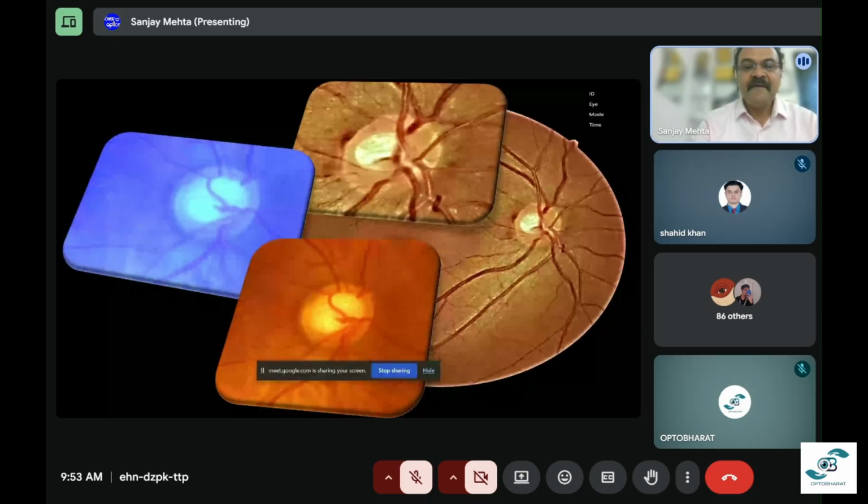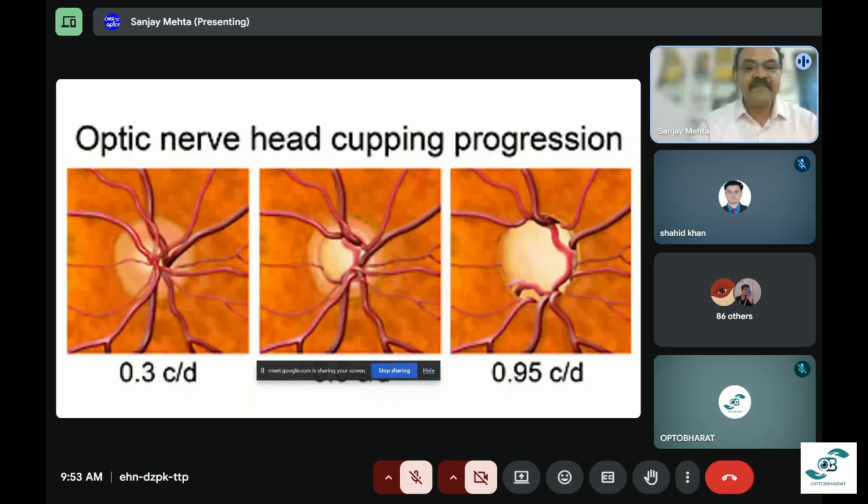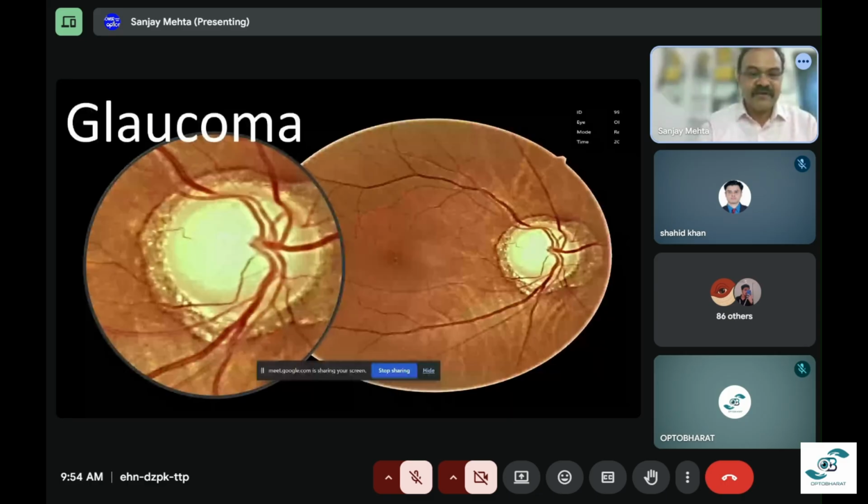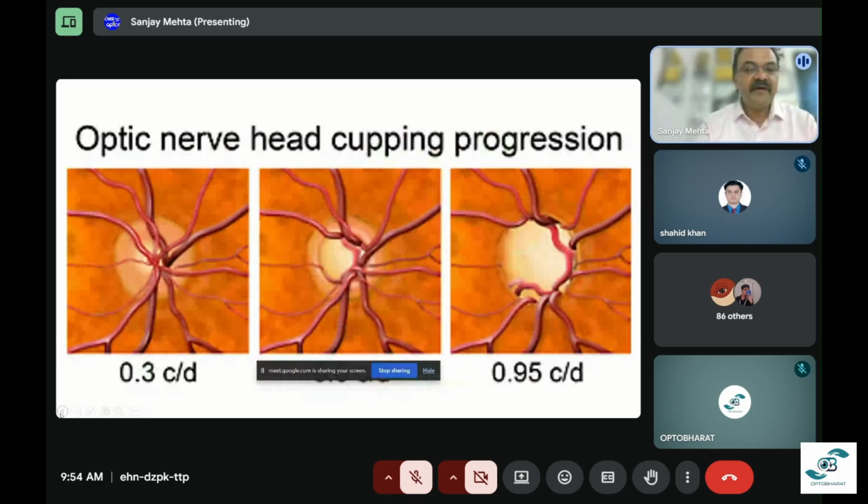Now this is what I was talking about here. This is how it progresses. We always measure it by the size of the cup relative to the size of the optic disc, for example 0.3. So here both are almost merging. This is a perfect example of a glaucomatous cup.